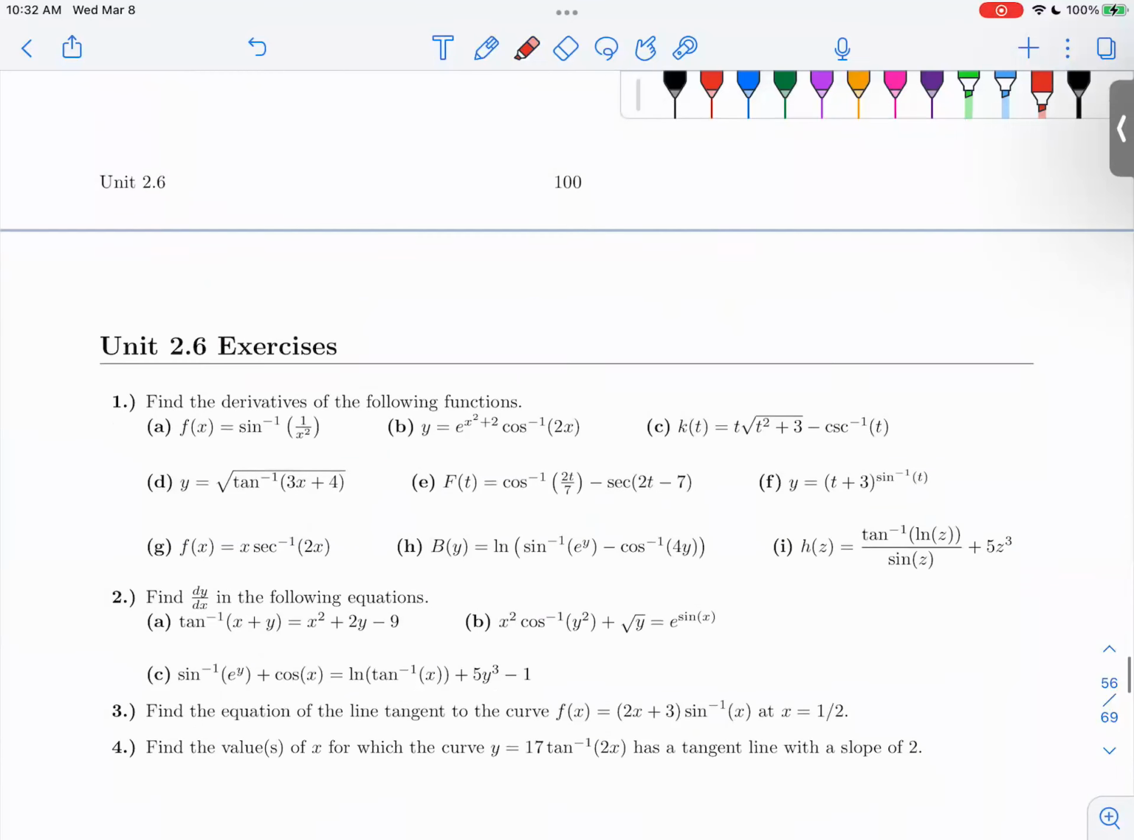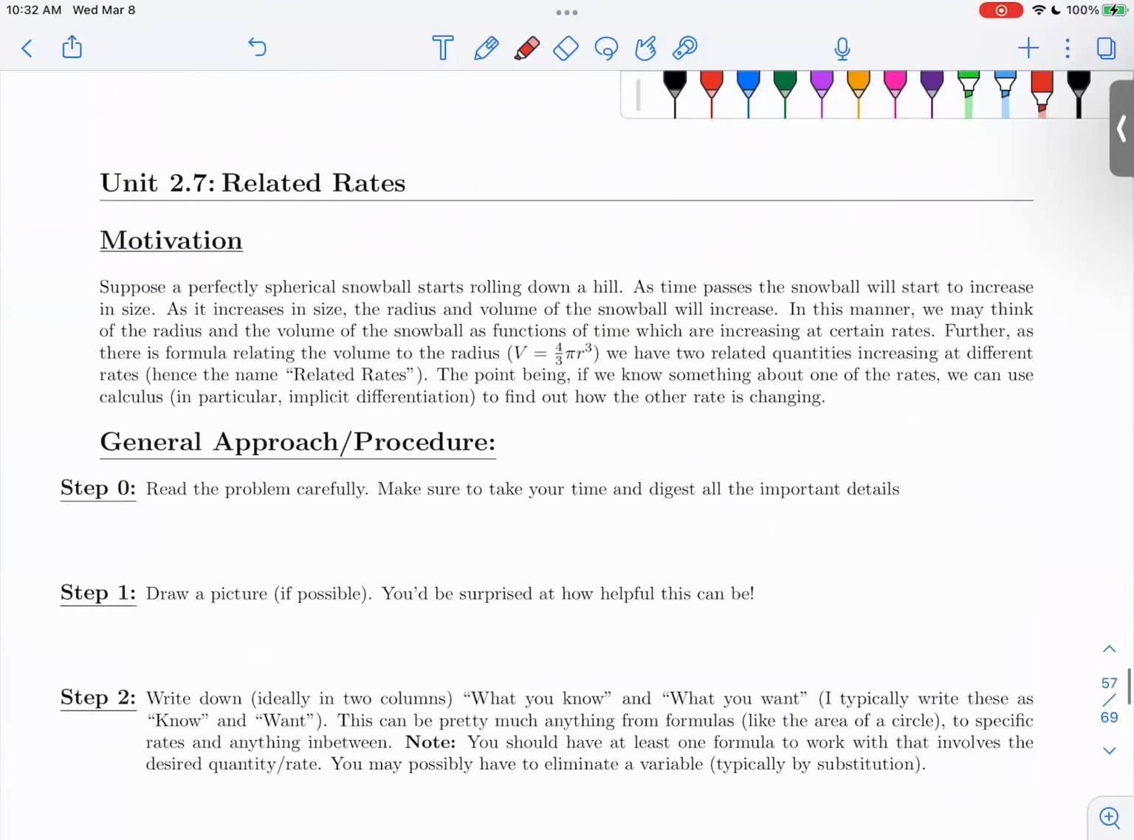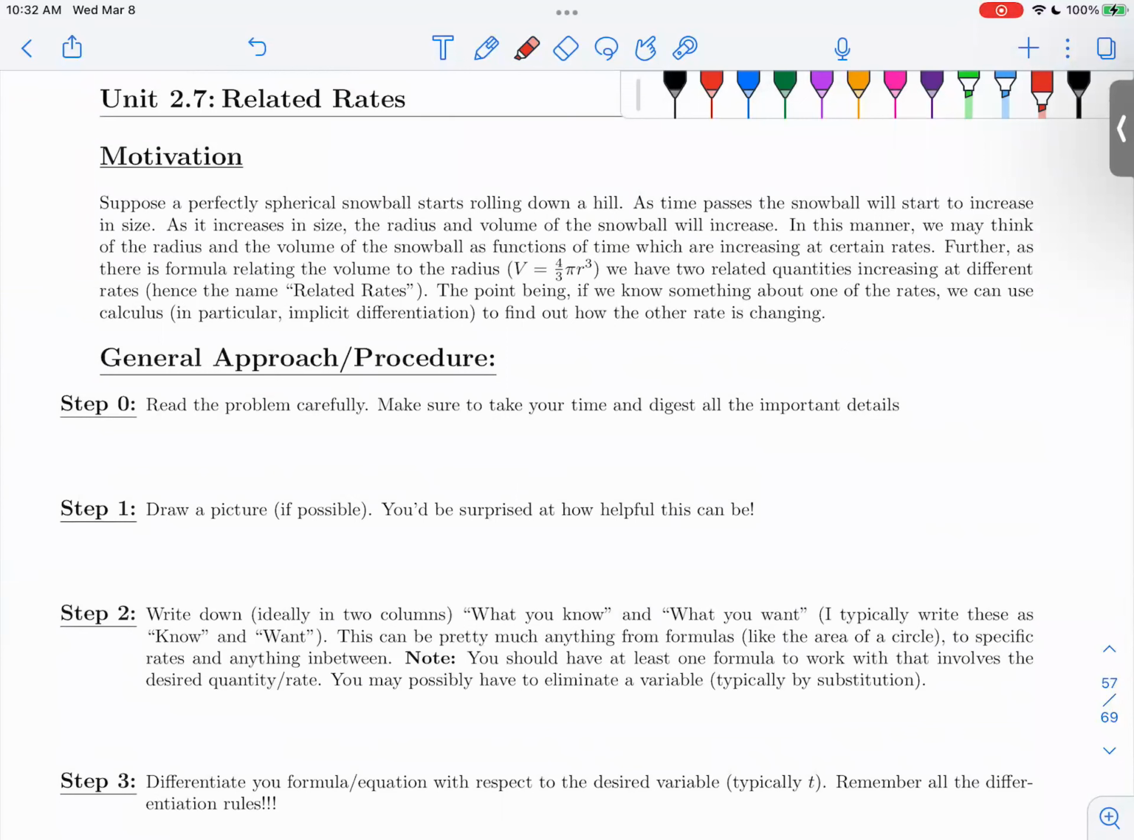Now we move on to everybody's favorite, related rates. So this is an actual application for calculus in real life. Now, you have to give me a little bit of grace here, because of course, when you're rolling a snowball down a hill, it doesn't form a perfect sphere, right? But it forms close enough to a sphere, just like how the Earth is not perfectly round. It's not perfectly spherical, but it's close enough.